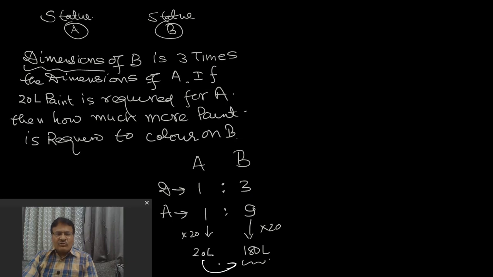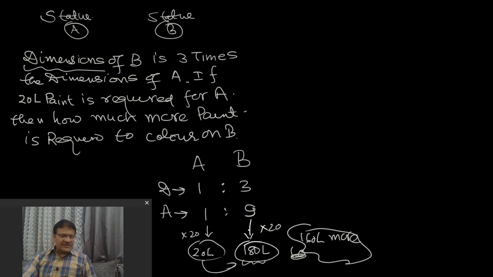But what is asked is, how much more will be required in B? So here 20 liters is required, here 180 liters is required. So 160 liters more is required. That is my answer. Is that clear? So please do remember these concepts of similarity.